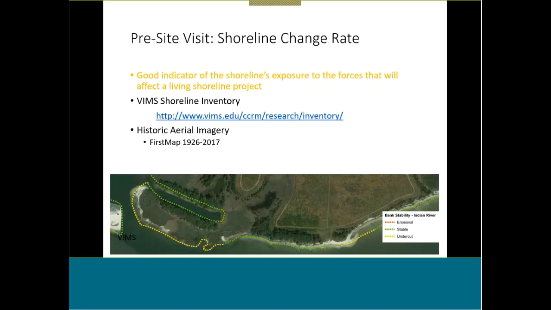If you're lucky enough, there are products out there and available that already quantify the erosive condition of a shoreline. VIMS, the Virginia Institute of Marine Science, has an inventory of shoreline conditions throughout the Chesapeake, and we're lucky enough in Delaware to have some information in the Indian River and maybe one other water body that I can't recall right now. But check for existing resources during your desktop analysis to make your life easier, because that is a credible, proven source that's repeatable.